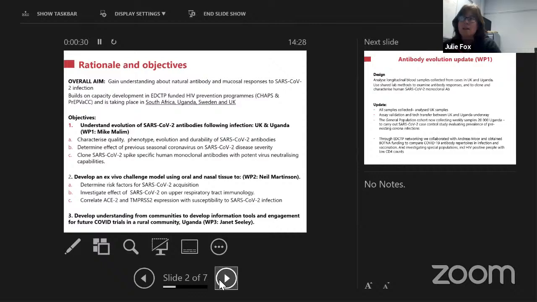So our overall aim is to gain understanding about natural antibody and mucosal responses to SARS-CoV-2 infection. And we're actually building on capacity development in EDCTP funded programs in HIV prevention. We've got three main objectives. The first is to understand.